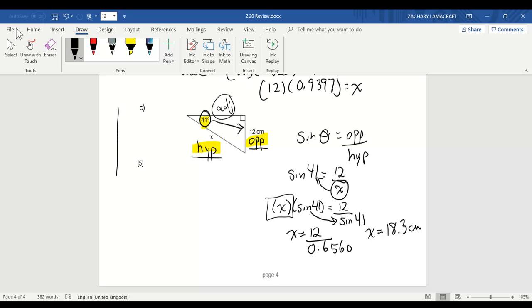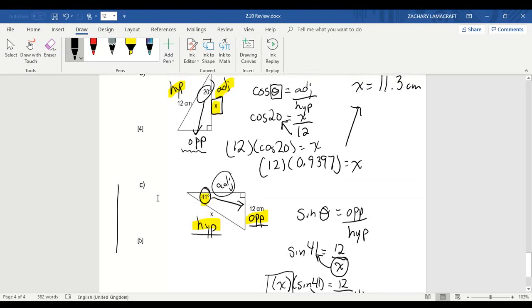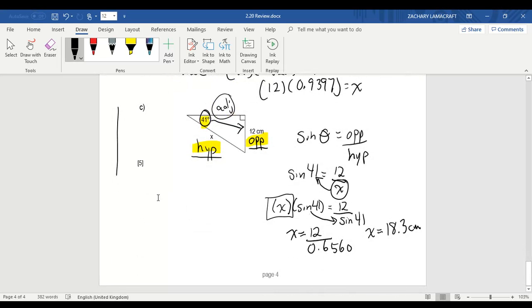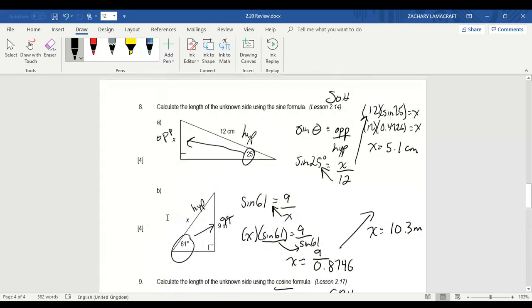Okay, so that's your 2.20, or Unit 2 review, going through each question. They're going to look a lot like the test, and the only thing we don't have is word problems, and I will put out another video based on that.